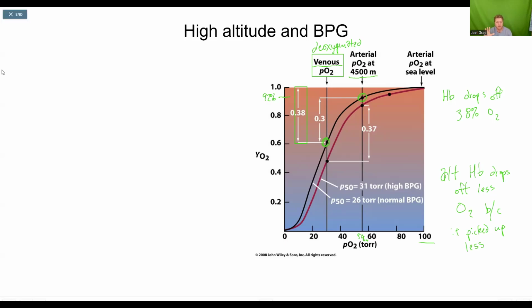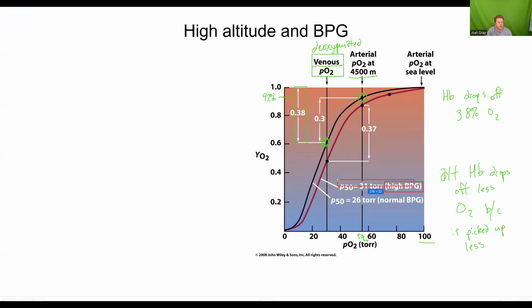Okay. Now, what I'd like you to look at now is that red line. Okay, our red line is a little bit different. What our red line reflects is whenever your body says, oh, snap, the O2 concentration in our environment is low. So you know what we're going to do? We're going to make that naturally occurring compound bisphosphoglycerate.